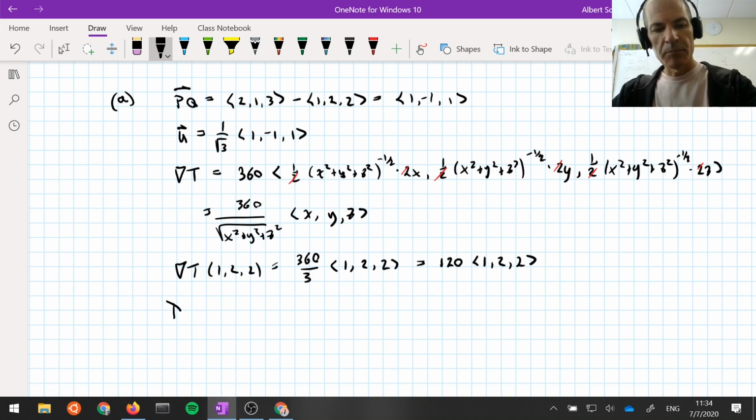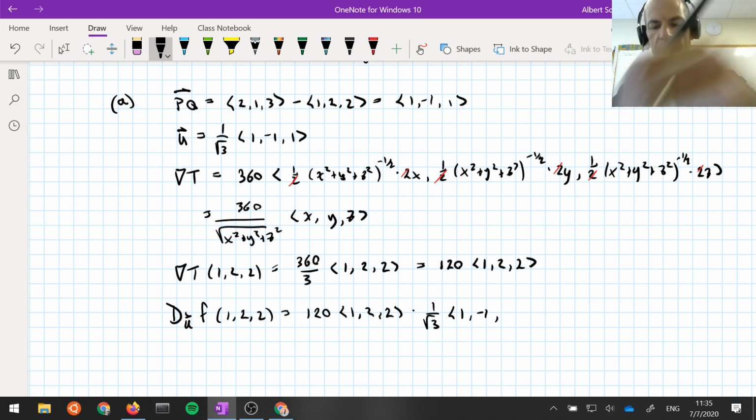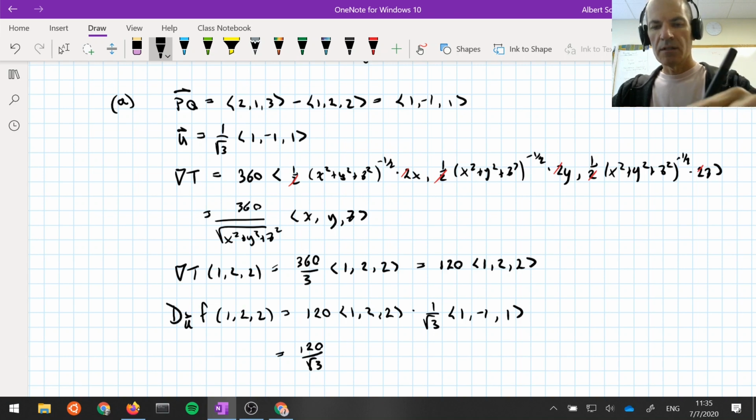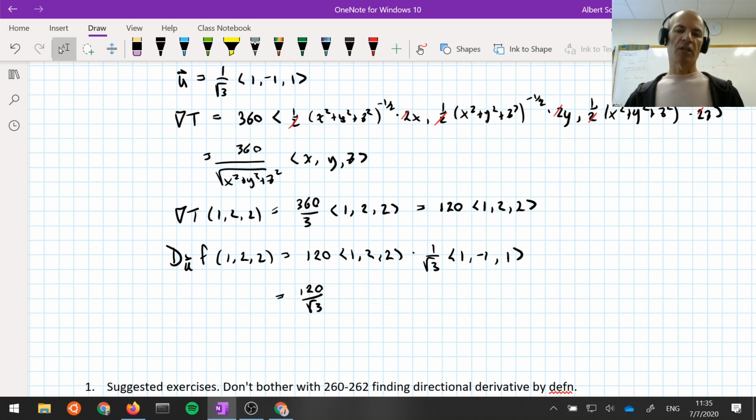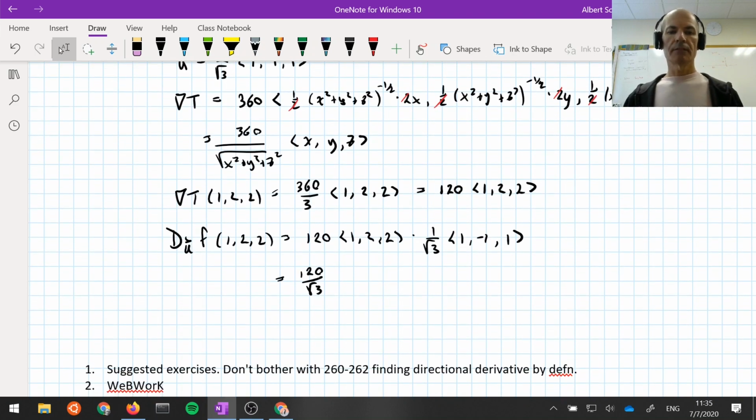The directional derivative, the last step, denoted directional derivative in the direction u of f at the point 1, 2, 2, is simply 120, 1, 2, 2, dotted with, and what was that u vector? It's up there, 1 over the square root of 3, 1, negative 1, and 1. Let's do that dot product. That's 120 over the square root of 3 times 1 times 1 plus negative 2 plus 2, which is just 1. And that is the rate of change of the temperature if we are at the point 1, 2, 2 and we move in the direction of the point 2, 1, 3. Okay?